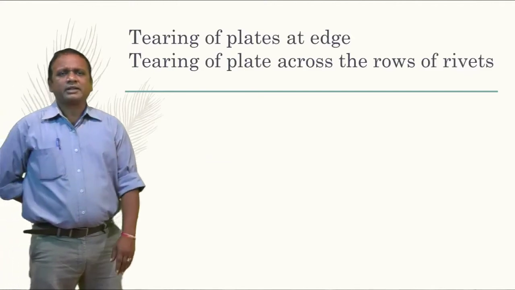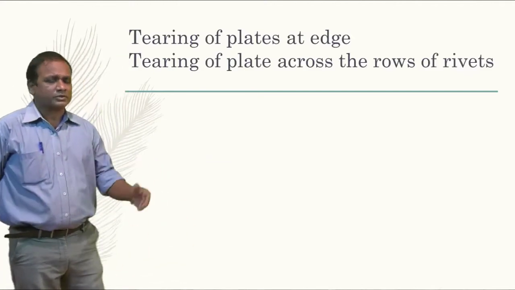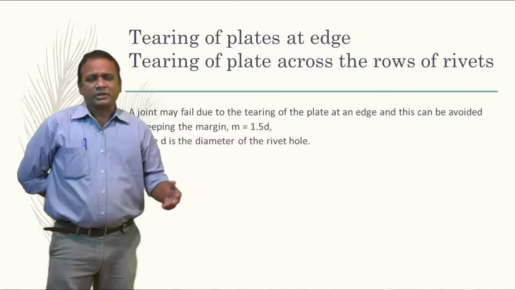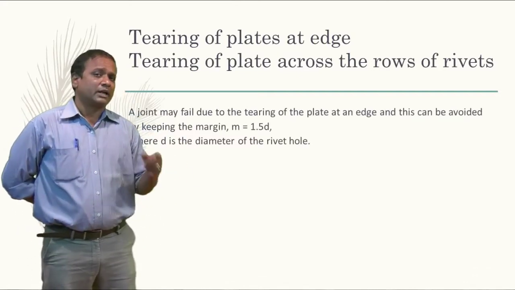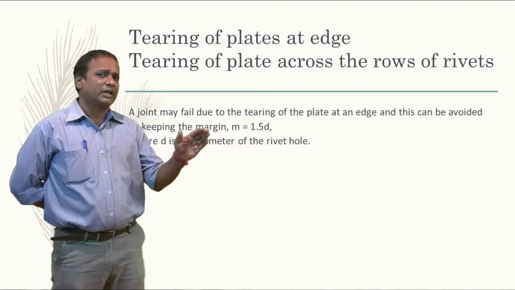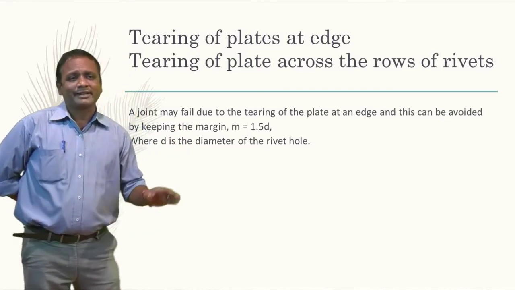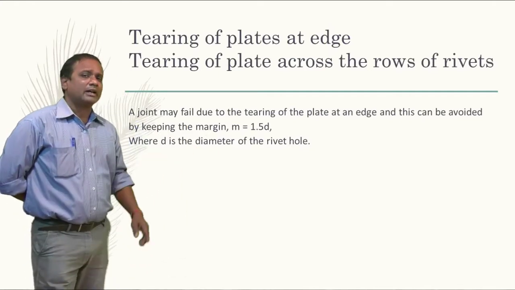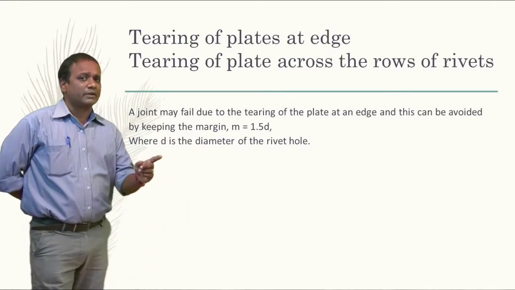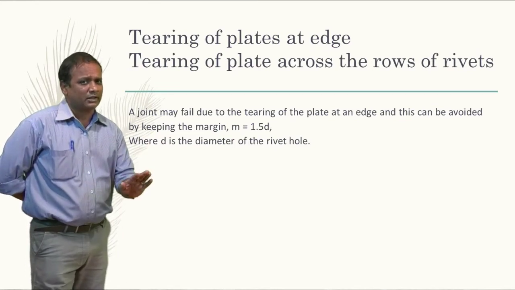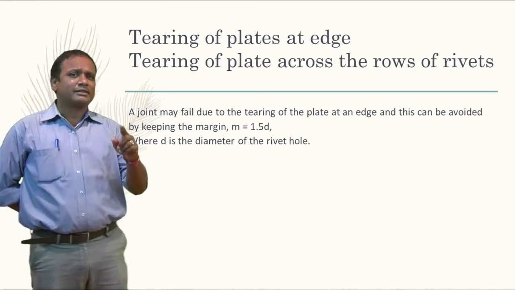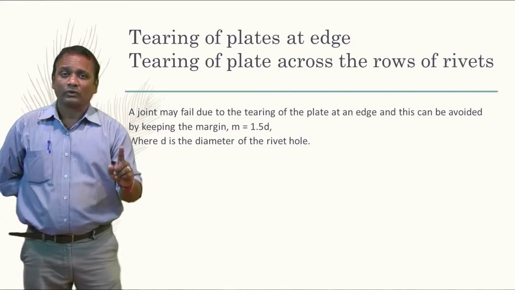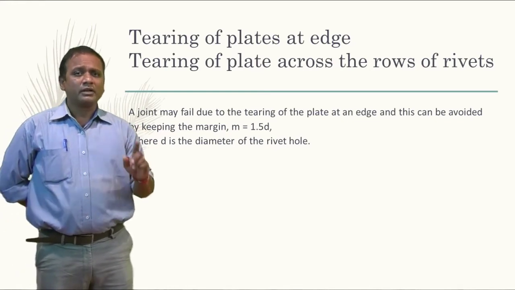First, tearing of plate at the edge, or tearing of plate across the rows of a rivet. This joint may fail due to the tearing of a plate at the edge. Kindly take care that this can be surely avoided by keeping the margin m equal to 1.5 d, where d is the diameter of a rivet hole. I repeat, small d is the diameter of a rivet hole.